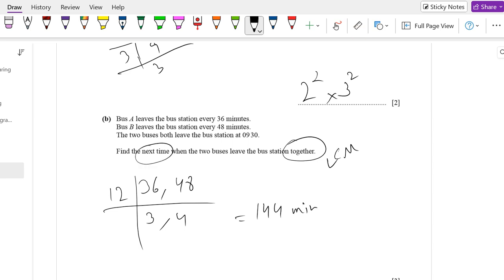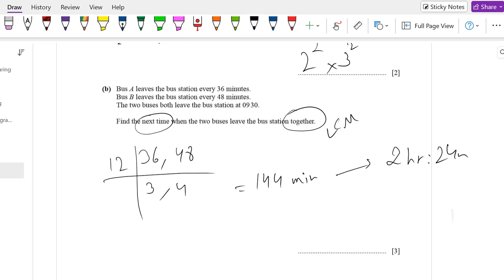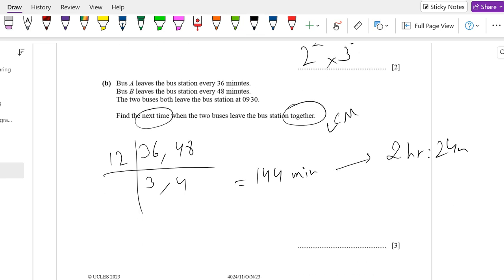But we need to give the answer of next time. 144 minutes means 2 hours and 24 minutes. So it would be 11:54.